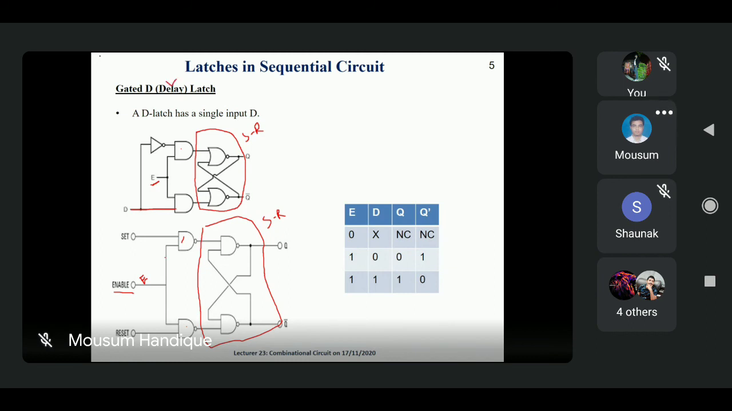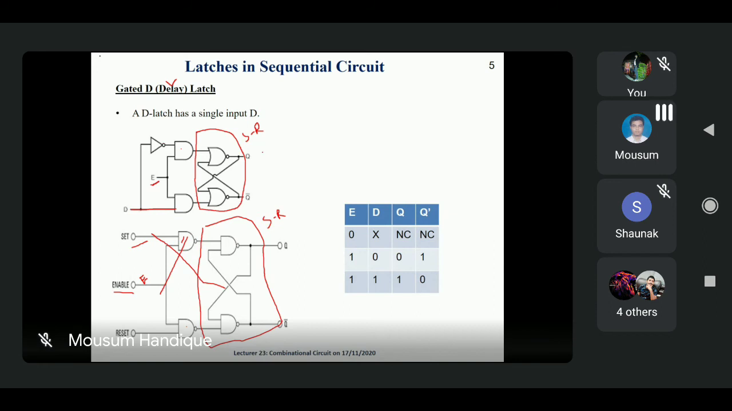Okay. Now see here, and here also we are using, oh sorry, this one is actually SR. This one is not a D flip-flop, because we are using the two inputs S and R. This is the SR flip-flop. So don't consider this one is the D flip-flop. This one is not a D flip-flop. This one is the D flip-flop.